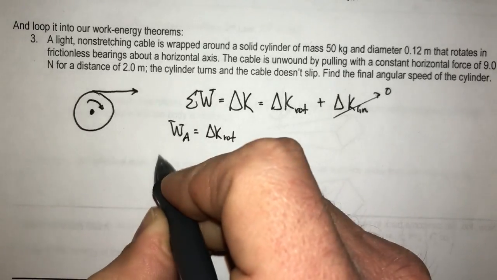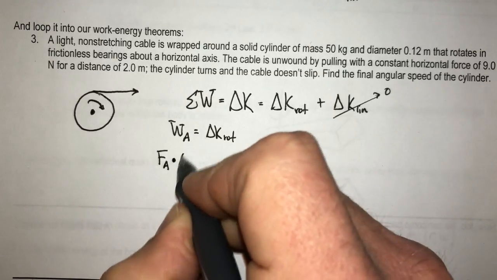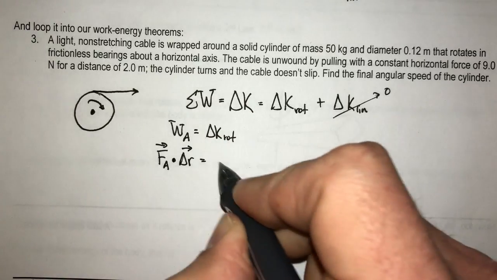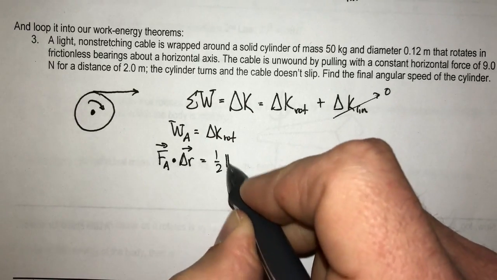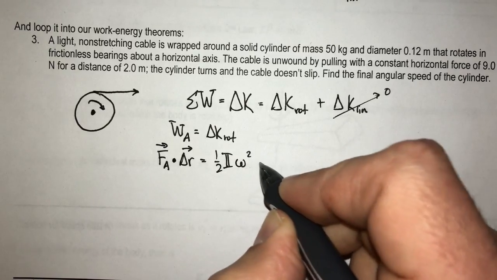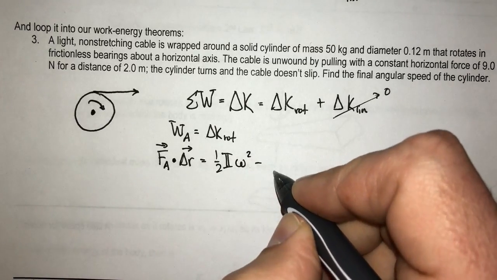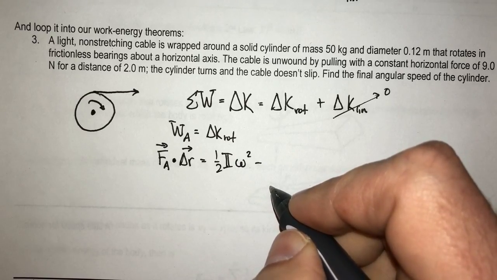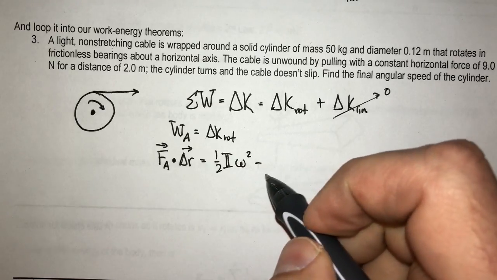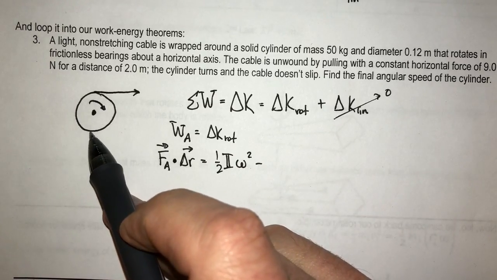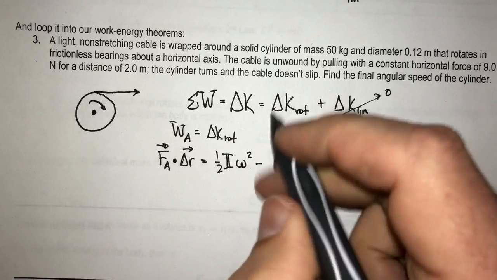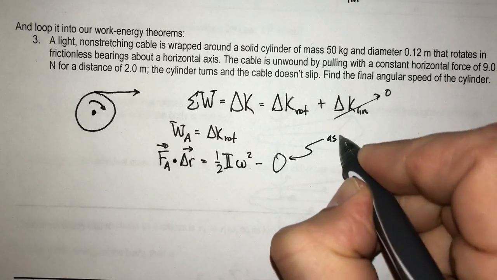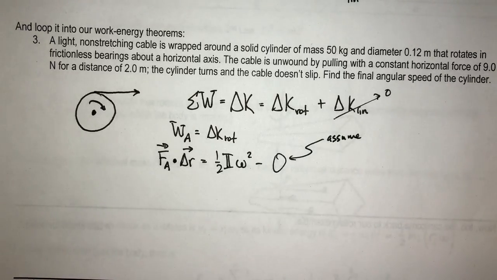So, fine. The force applied dot the displacement, that's the work done, and that's 1/2 I omega squared minus... I think we're supposed to assume that the cylinder was initially at rest. Otherwise, I don't know if we can answer this. So let's assume the cylinder was not originally rotating.